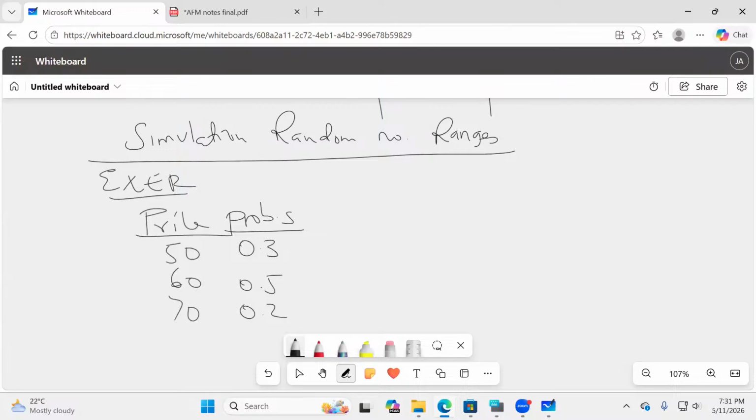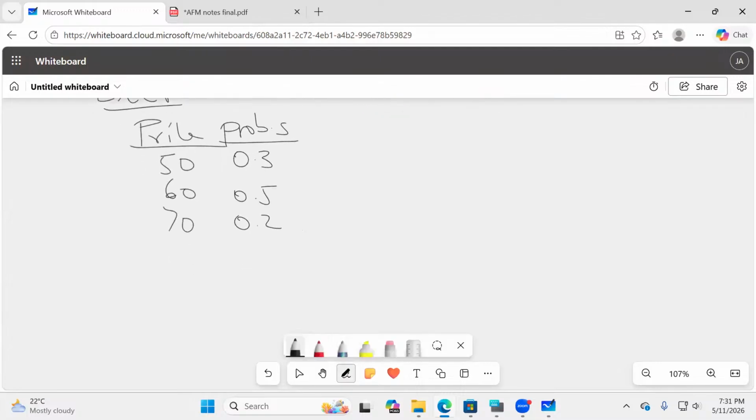Now, given this variable, we are required to determine random number ranges. Probs stands for probabilities. This is something you can do with your eyes closed. It's really easy. How do we get to do this?